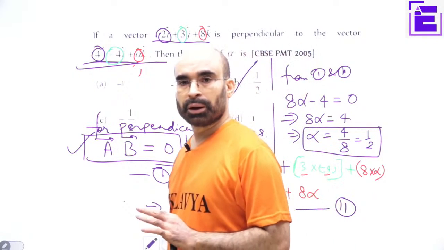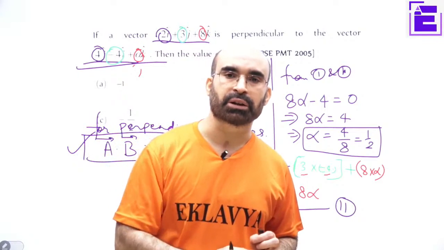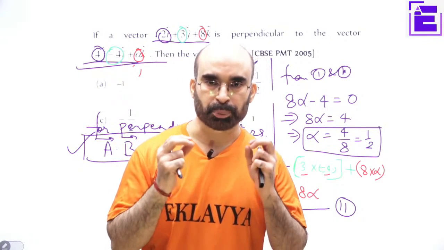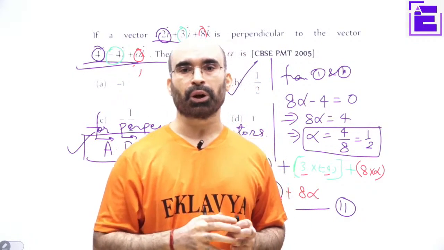Understood? Two perpendicular vectors. Dot product of two perpendicular vectors would be? Yes, 0.